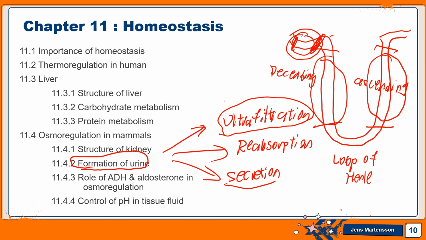And the final is secretion. Secretion is at the collecting duct and distal convoluted tubule, right? You have to know that also. What happens here? What happens there? Okay, so this is the formation of urine. This is a very important part. Although you learned it in SPM, in STPM you will learn in more detail.